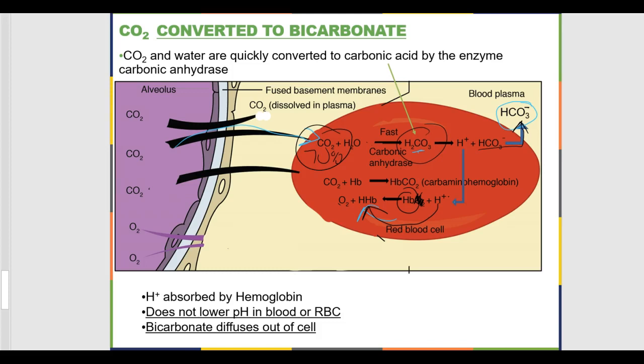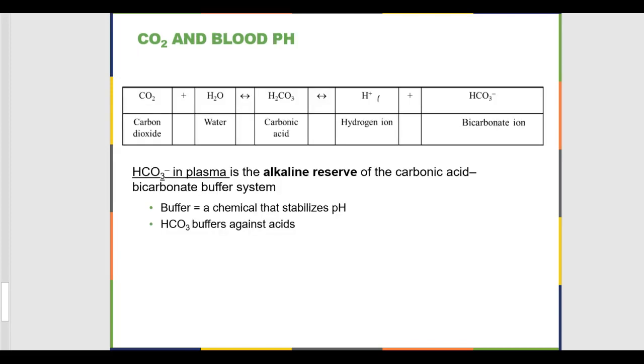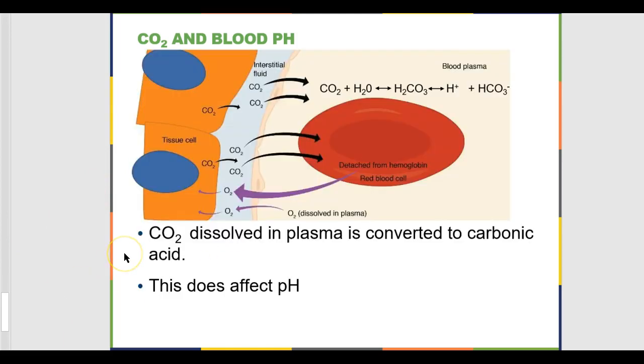Then you do need to remember that this HCO3 becomes your alkaline reserve. That's a separate topic. This 7 to 10% CO2 here that dissolves in the plasma does affect your pH because there's no hemoglobin in the plasma to buffer or absorb those hydrogen ions.